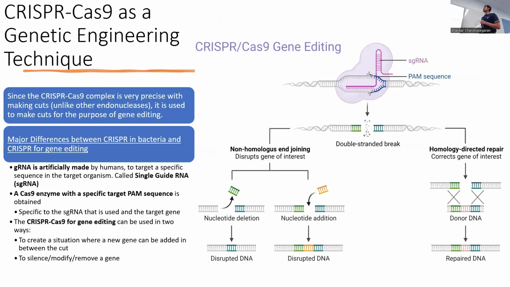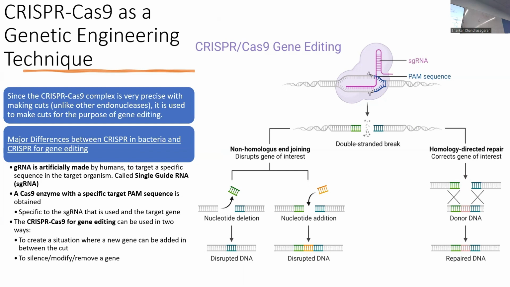Moving on. Okay, so how do we take a system that is basically finding bacteriophage DNA within bacteria, making a cut, and then making it non-functional? How do we take that and make it into a genetic engineering technique? So that's the question, right? Essentially, the first thing that is changed is that the guide RNA will be artificially made by humans. We make something called single guide RNA, sgRNA. So that's how we modify the Cas9 to look for what we want.